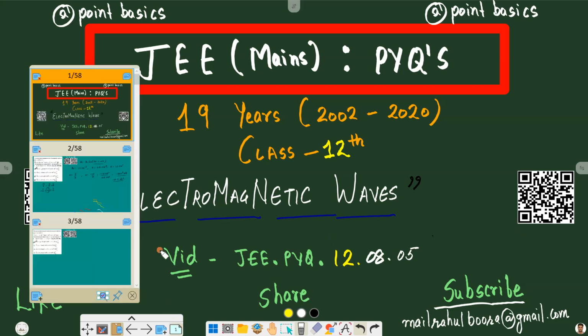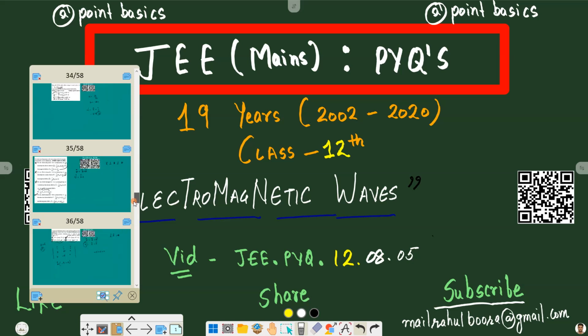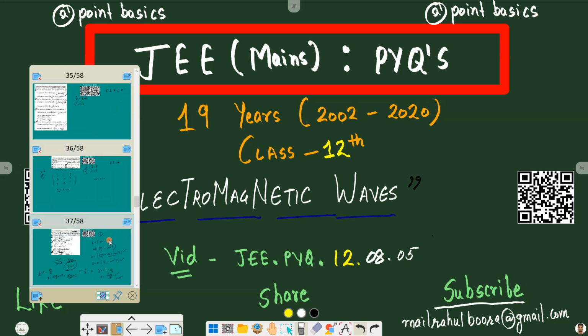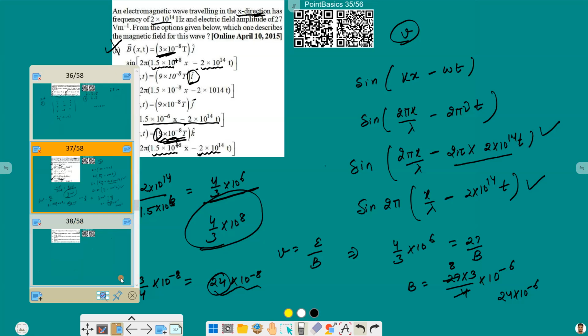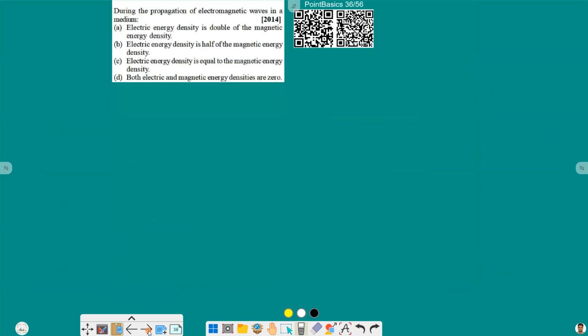So with this, let's start today's video. In the previous one, we covered up to around question 36. Okay, now let's start with 36. So here, during the propagation of EM waves in a medium, electric energy density is double the magnetic energy density. So here we are discussing electric energy density and magnetic energy density.